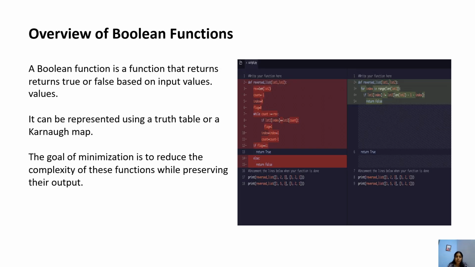Let's see the overview of Boolean functions. A Boolean function is a function that returns true or false based on input values. It can be represented using a truth table or a Karnaugh map, that is a K-map. The goal of minimization is to reduce the complexity of these functions while preserving their outputs.